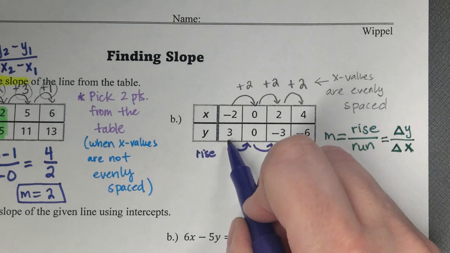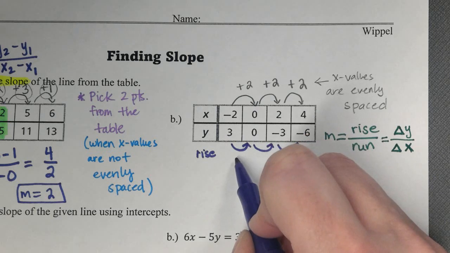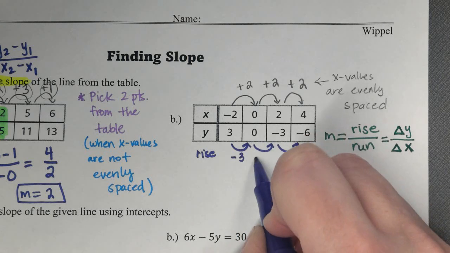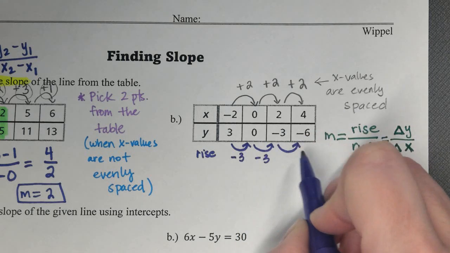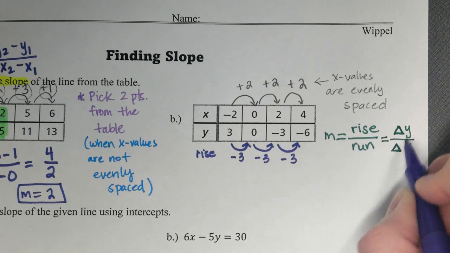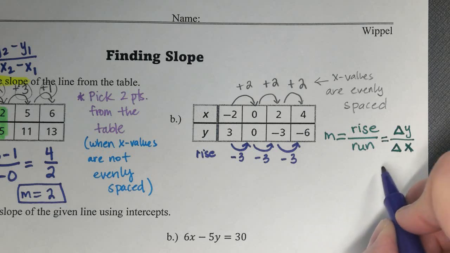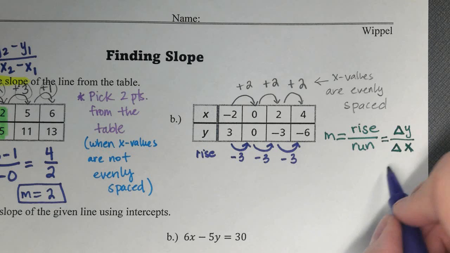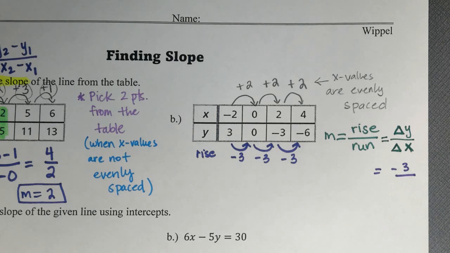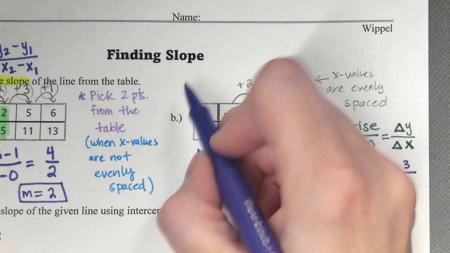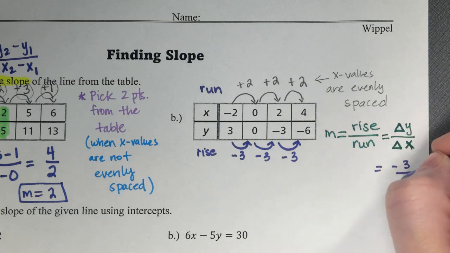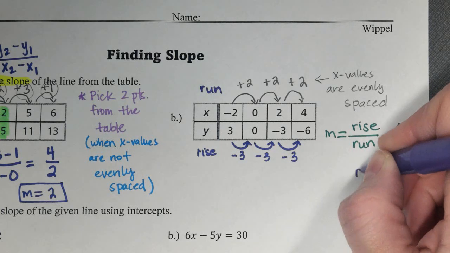What would I do to 3 to get to 0? Minus 3. To get from 0 to 3, I would minus 3. To get from -3 to -6, I would minus 3. So the rise, the change in the y's, is just the difference in the y's, and that would be -3. Then the change in x, we already found that. This would be the run. See how it's a +2? And this would be your slope.